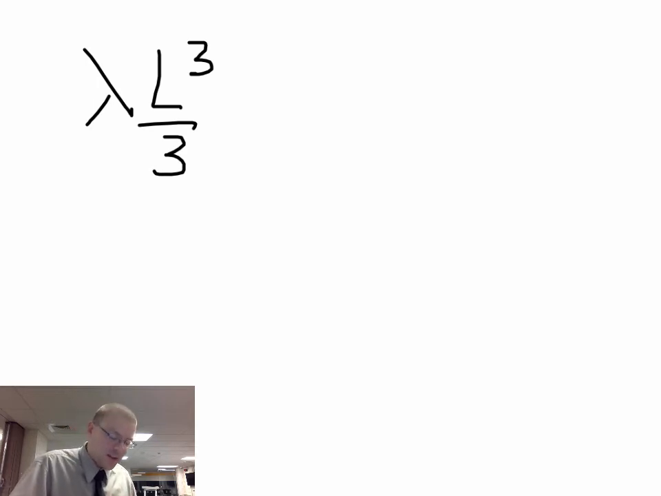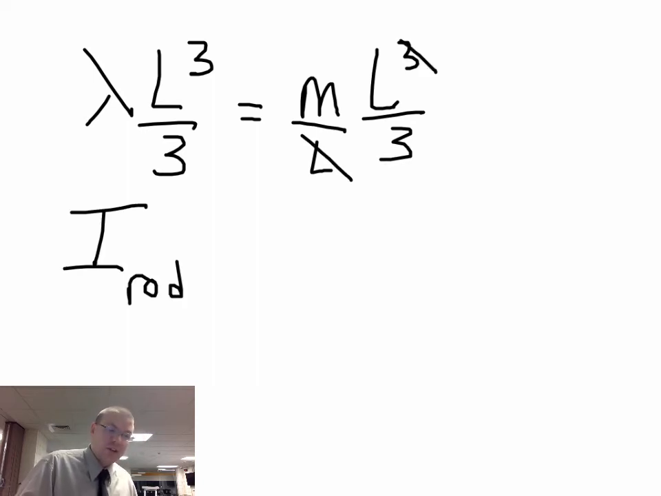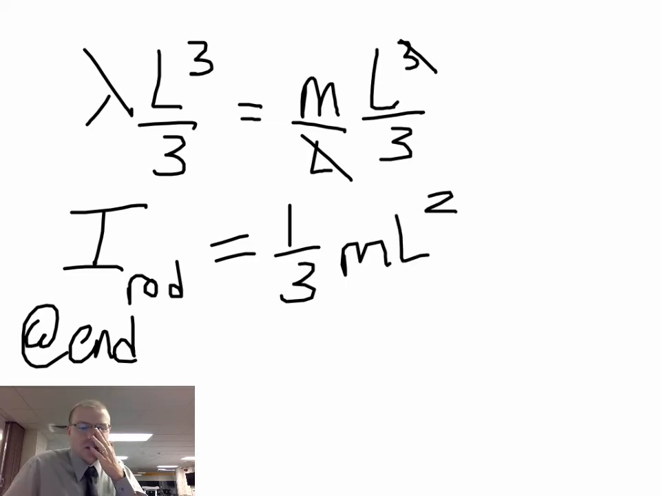But let's go back to the definition of what lambda is. Lambda is mass per unit length, times L cubed over 3. And you can see I have an L on the top and bottom, which means that the moment of inertia of a rod pivoting at the end point is equal to 1/3 ml squared. So it's very similar to the moments of inertia we calculated for just point masses. It's 1/3 a mass times a distance from the pivot squared. In this case, when we integrated, it just became L squared.